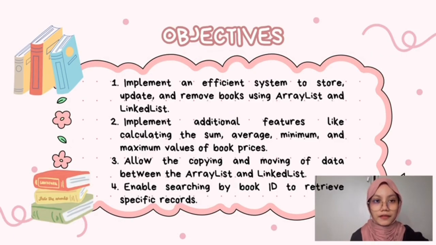My primary objectives for the assignment were to implement an efficient system to store, update and remove books using an array list and linked list, and then implement additional features like calculating the sum, average, minimum and maximum values of book prices, and allow the copying and moving of data between the array list and linked list, and also enable searching by book ID to retrieve specific records.